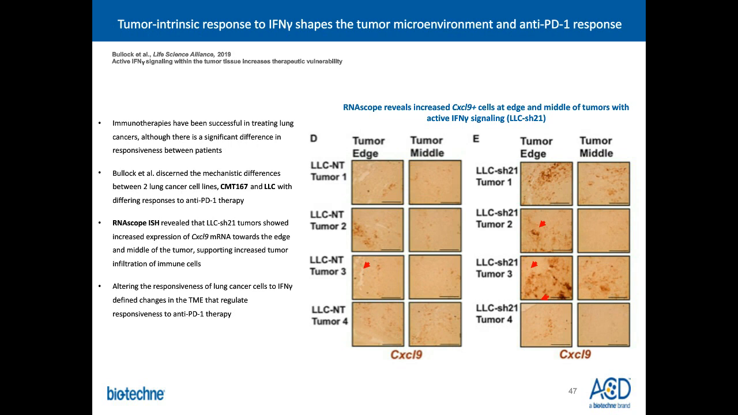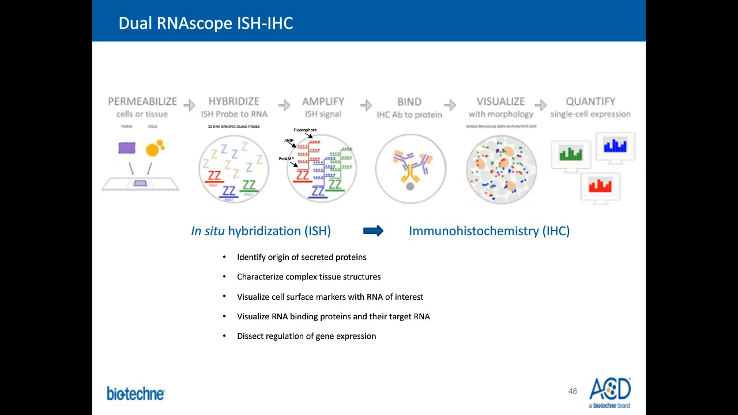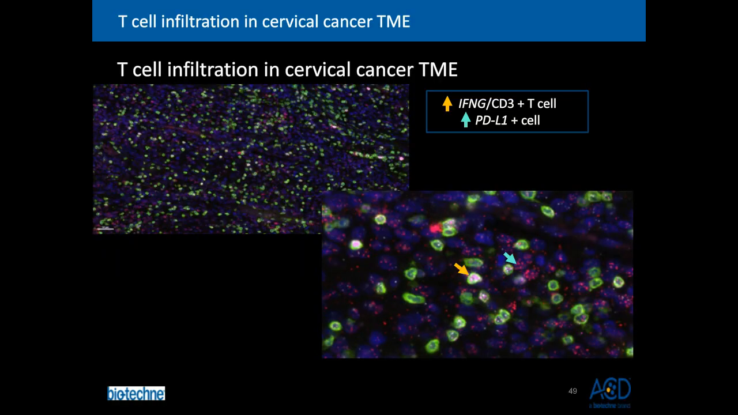In addition to detecting soluble factors, we can combine our RNAscope technology with IHC or IF, which allows visualization and detection of RNA and proteins simultaneously. This can be extremely significant if you're trying to characterize complex tissue structures, identify origin of secreted proteins, and so forth. Here is a good example of how we have visualized the expression of different markers to characterize immune cells in cervical cancer tissue.